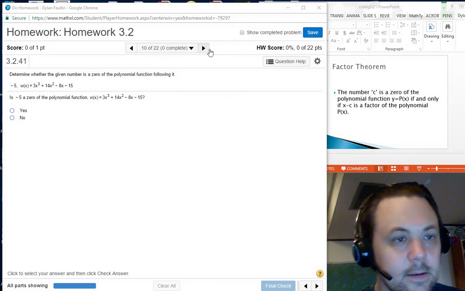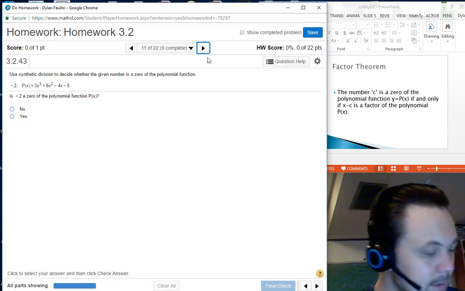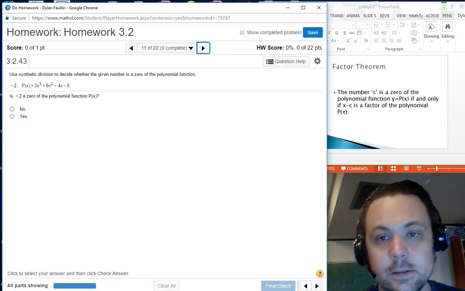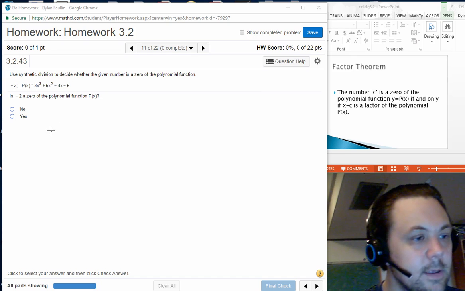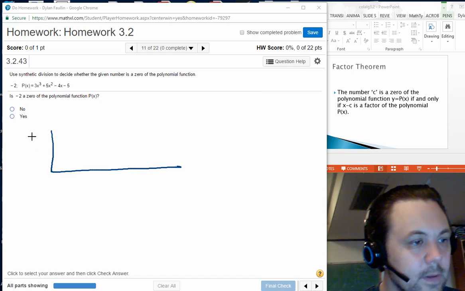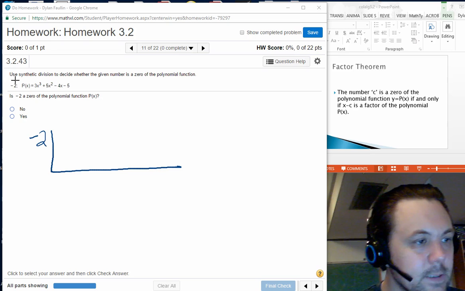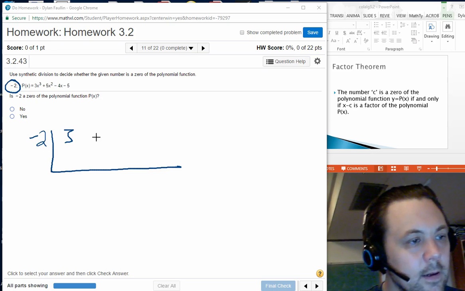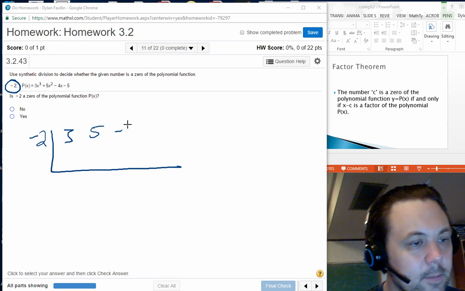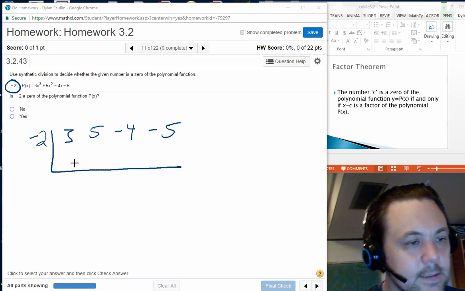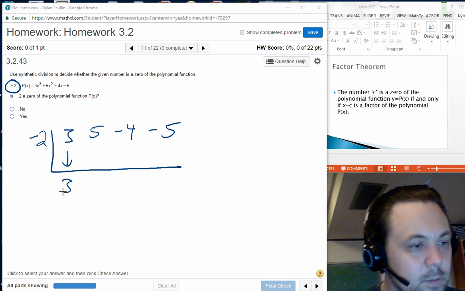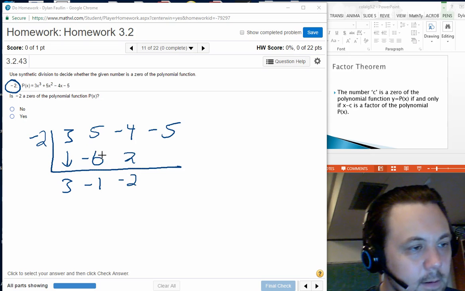Sorry, I got to switch back to the pointer. So I wanted to look at this one as well. Same kind of problem. We're going to use synthetic division. C is -2 in this case. Whatever number you're checking on, that's what you want to use as your value for C. The coefficients go across the top, inside the box. We drop the first number below the box, multiply, add, multiply, add, multiply, add.